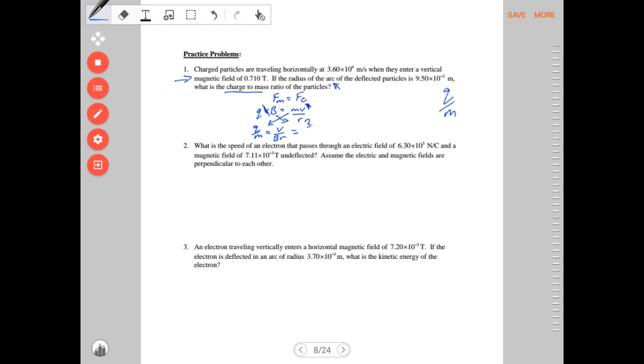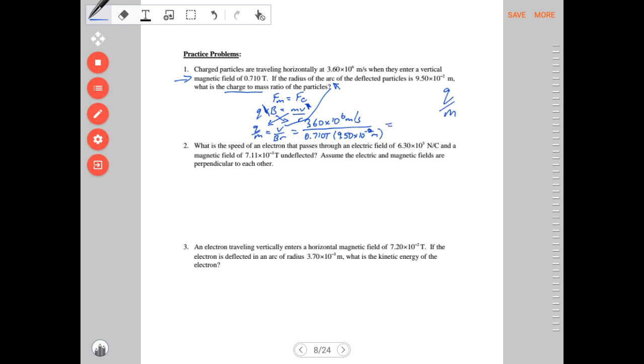So my velocity, 3.60 times 10 to the 6 meters per second. Sorry, I know I'm a little cramped there, guys. Hopefully you can tell where I'm writing. Okay, there we go. 3.60 times 10 to the 6th meters per second divided by 0.710 teslas. And then the radius is 9.50 times 10 to the negative 2 meters. Make sure you put the bottom in brackets or use a fraction template, depending on your calculator.